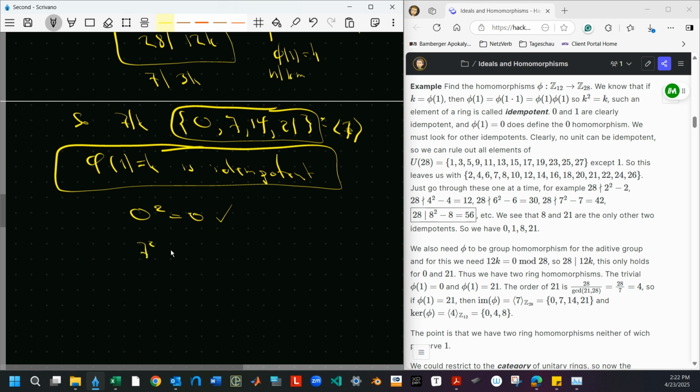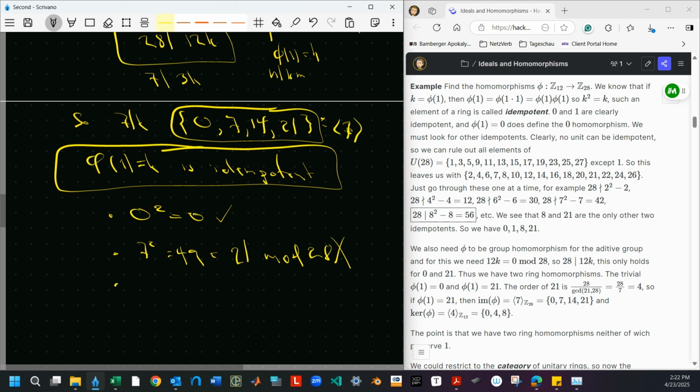7 squared is 49. So what is 49 mod 28? It's 21, I guess. So that's out, because we need 7 squared to be 7.